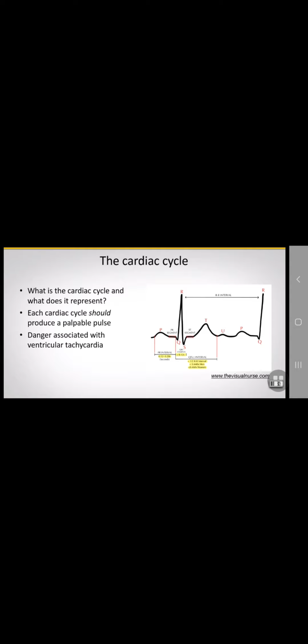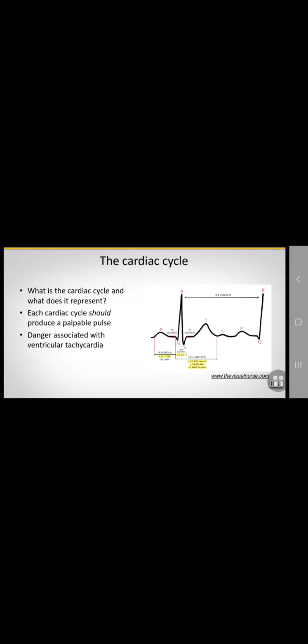Now, each wave and segment has a name and event associated with it. Every event in the cardiac cycle also has a normal range, and each occurs in fractions of a second. What's important to understand is that each cardiac cycle should produce a pulse. For example, if you palpate a radial pulse on your patient, you should feel a rebound for each R wave in the cycle. The R wave represents ventricular systole, so we'll talk a little more about it in just a few minutes. But each R wave should produce a palpable pulse.